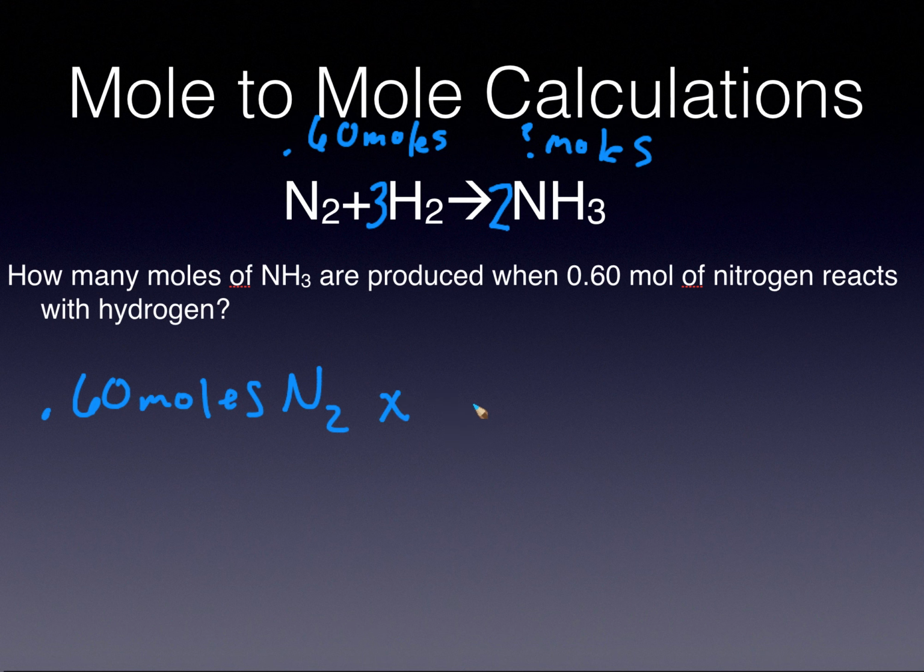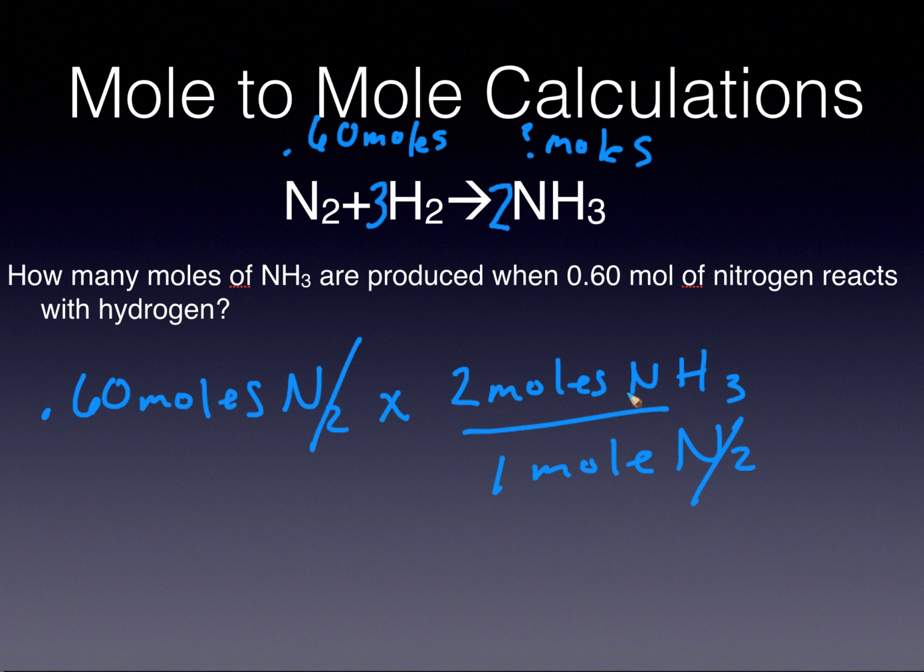So we're going to go from New Jersey to New York City. We want to know how many moles of NH3. And remember, our mole ratio comes from our balanced chemical equation. So we're going to have 2 moles of NH3 all over 1 mole of N2. Moles of N2 are gone, and we're left in moles of NH3. So it'll be 0.60 times 2, and we'll get 1.20 moles NH3.